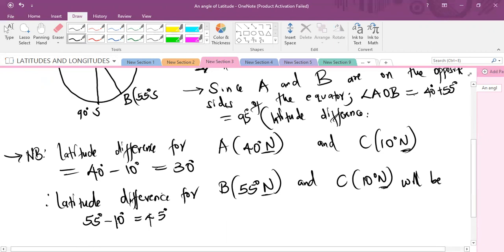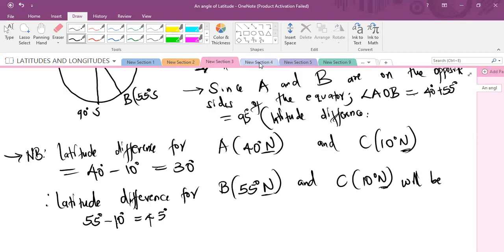If we have angles on the same side, both being on the eastern side, then we get the difference by subtracting. And if we have the angles, one being on the eastern side, another one being on the western side, then the longitude difference is gotten by adding.